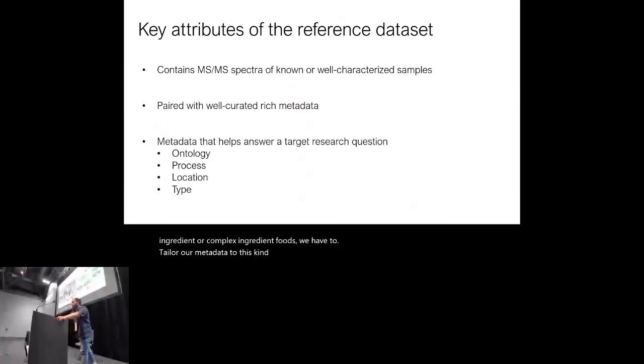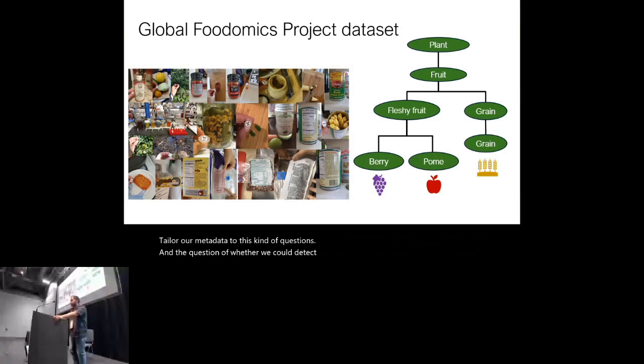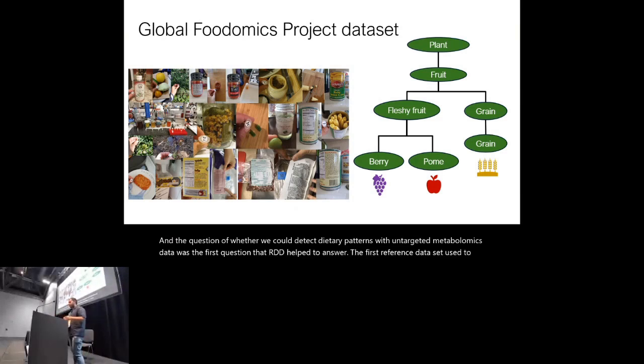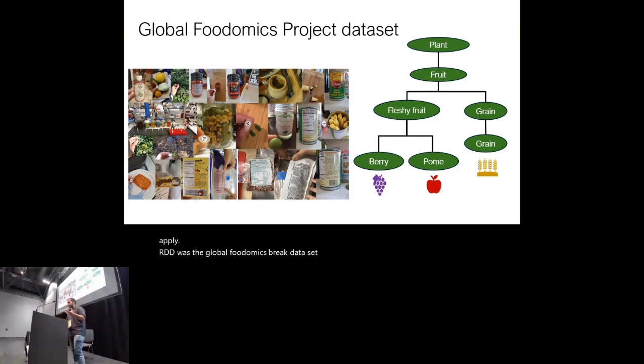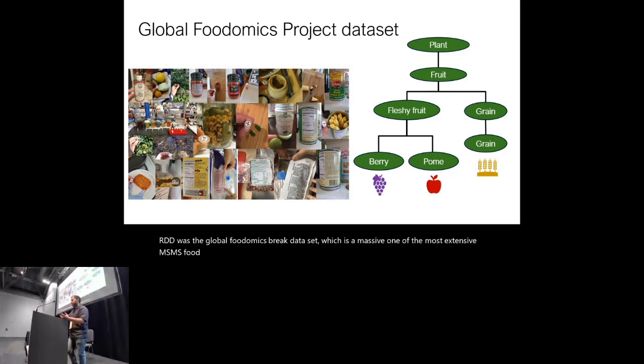And the question of whether we could detect dietary patterns with untargeted metabolomics data was the first question that RDD helped to answer. The first reference dataset used to apply RDD was the Global FoodOmics Project dataset, which is one of the most extensive MSMS food reference datasets available. It has over 3,500 different foods. And what makes it more powerful is that each of those food items in this reference dataset is paired with rich metadata description, and also structured with this ontology.